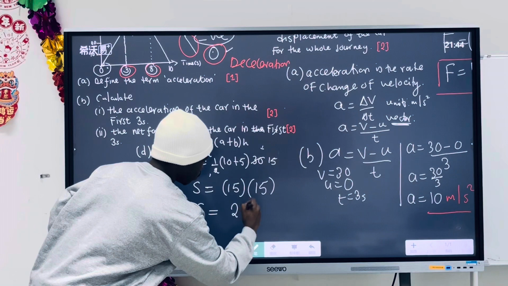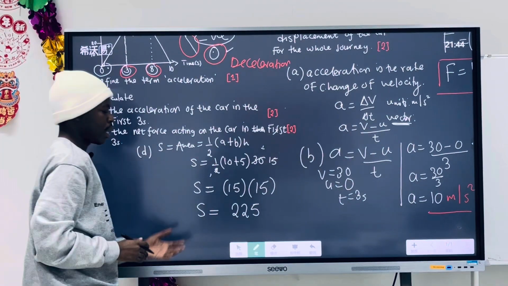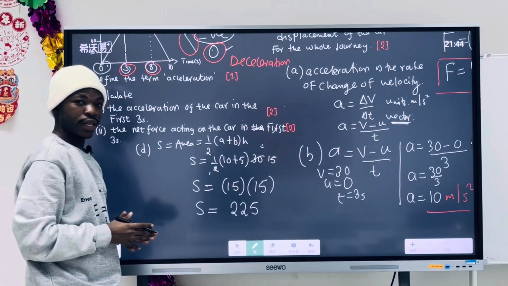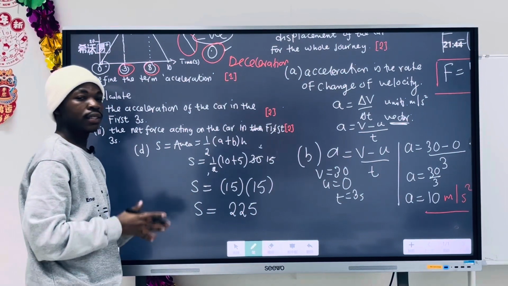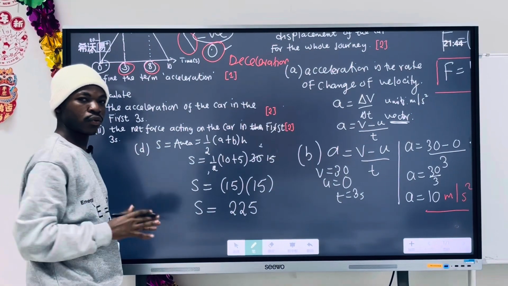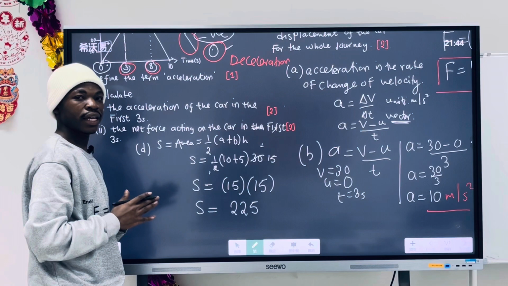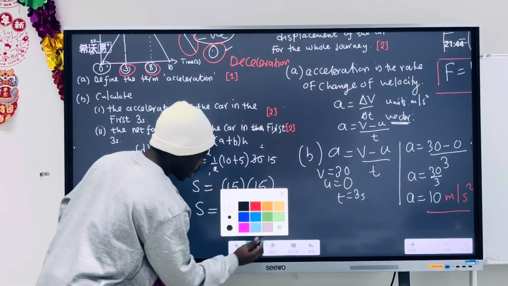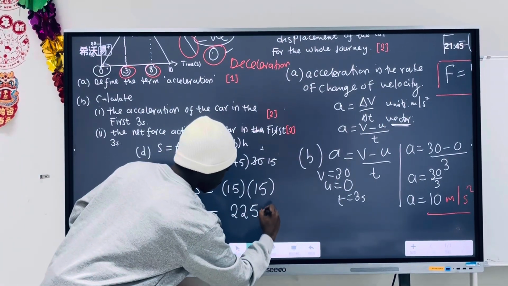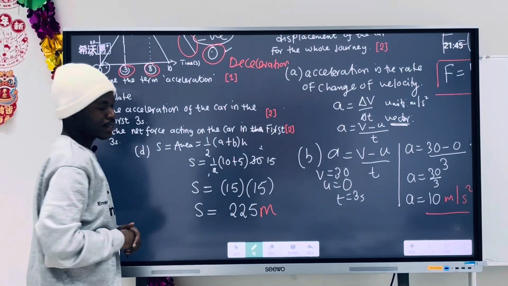So I have 225. The last thing is to add the correct units, because this is displacement. Displacement is length, and the SI unit for length is the meter. So I'll say meters. So that is how you do it.